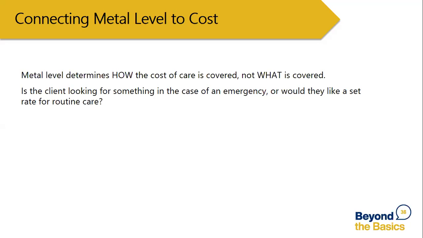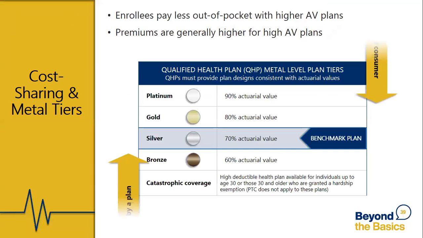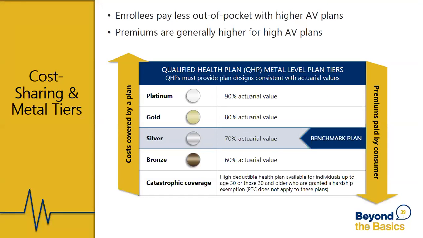Is the client looking for something just in case of an emergency, or do they want a set copay for regular care? And again, another lovely illustration through Beyond the Basics. This gives us a reiteration of what the different metal levels mean, right? And the silver level being this in-between space where, if someone's eligible for cost sharing reductions, that tends to be quite a good deal for them. And often, I would say usually, the place we start when it comes to education.